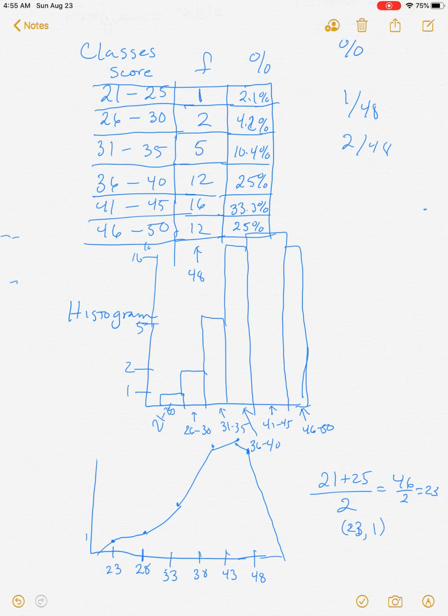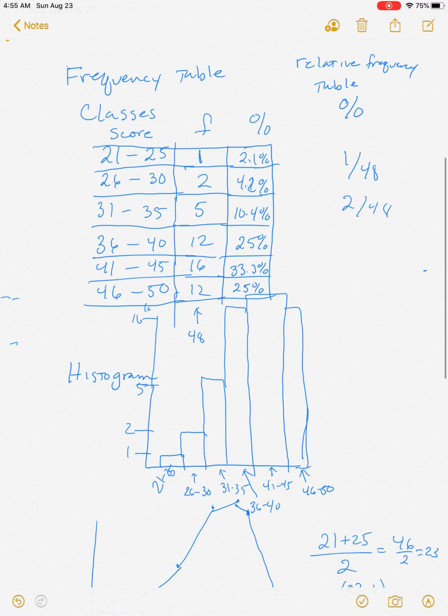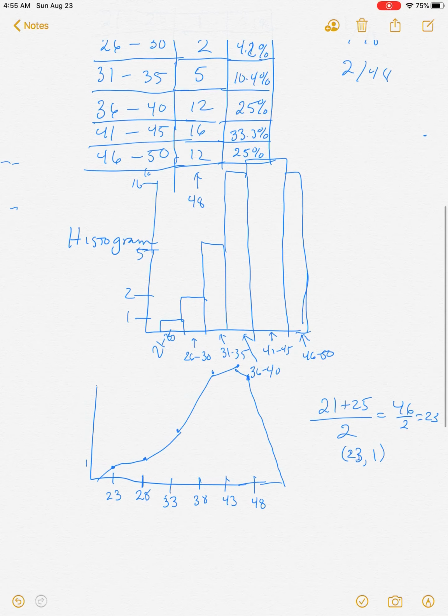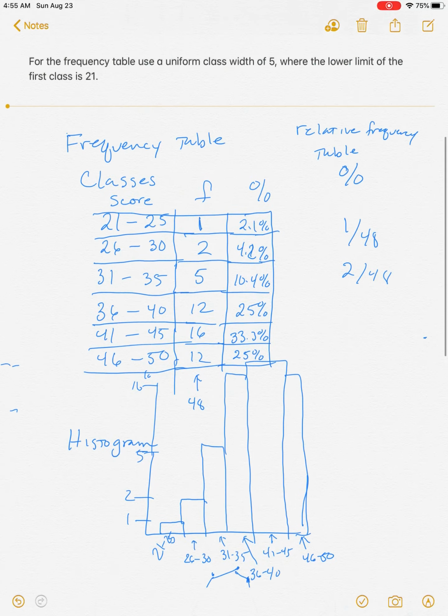And so these are the main things that you're doing in this, is you're creating these frequency tables, this histogram, and this frequency polygon based upon what you see in the given set of data.